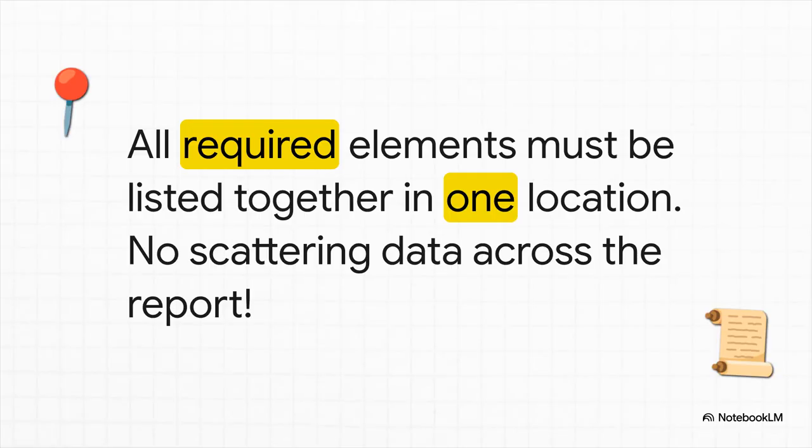And here is the other golden rule of synoptic reporting. You have to put all of these required elements together in one spot. You can't have some in the diagnosis line and a few more down in the comments section. They all have to be grouped together in a single block. This makes it incredibly easy for the clinical team to find what they need in a flash.